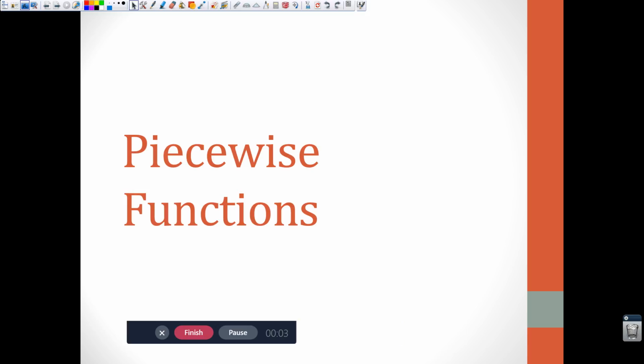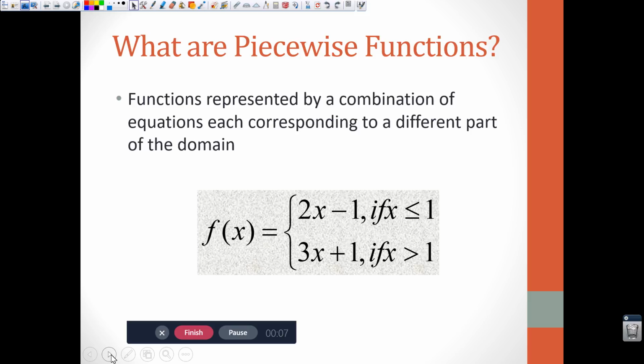Piecewise functions. What are piecewise functions? Functions represented by a combination of equations, each corresponding to a different part of the domain. Here is an example of a piecewise function. So we have two separate equations and their domain.